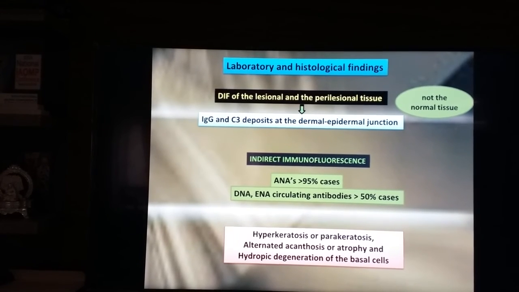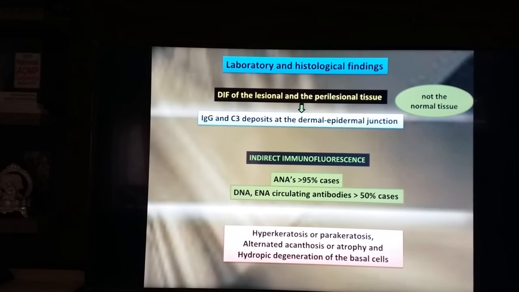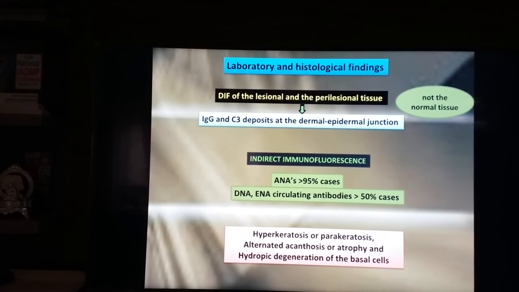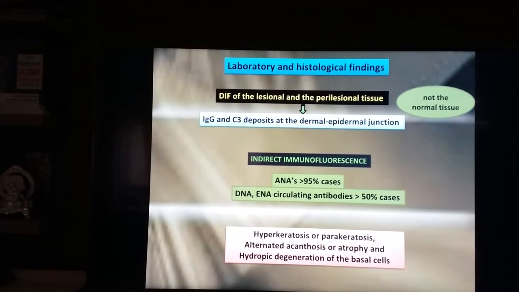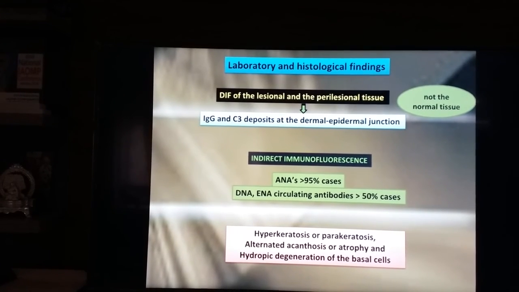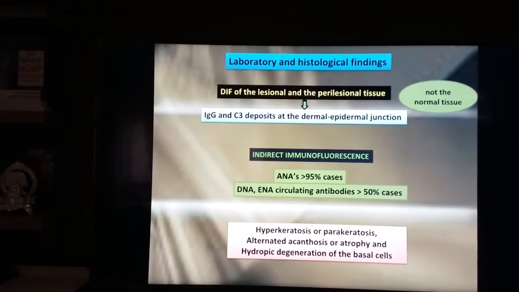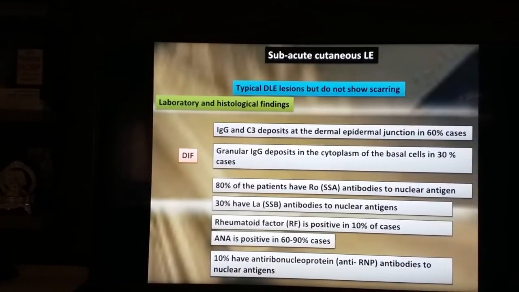You'll find IgG and C3 deposits at the dermal epidermal junctions. Indirect immunofluorescence, as I was telling you, ANA is shown in 95% of cases, and DNA, ENA circulating antibodies in 50% of cases. Hyperkeratosis, parakeratosis are all the lesions which can be found. Alternating acanthosis and/or atrophy or hydropic degeneration of basal layers could be manifested.